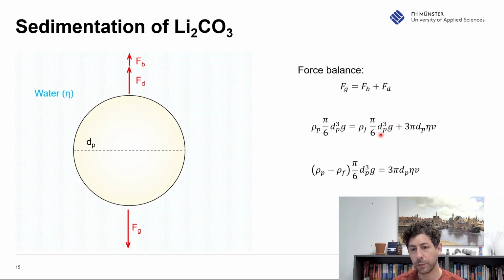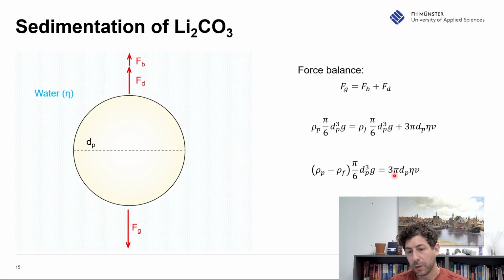The first thing we do is we put a minus on this term, then this term goes here, and then we can put everything out of the brackets. So we have the density of the particle minus the density of the fluid in brackets, and then times pi divided by 6 d cubed g, and on the other side we have 3 pi d_p viscosity and velocity.